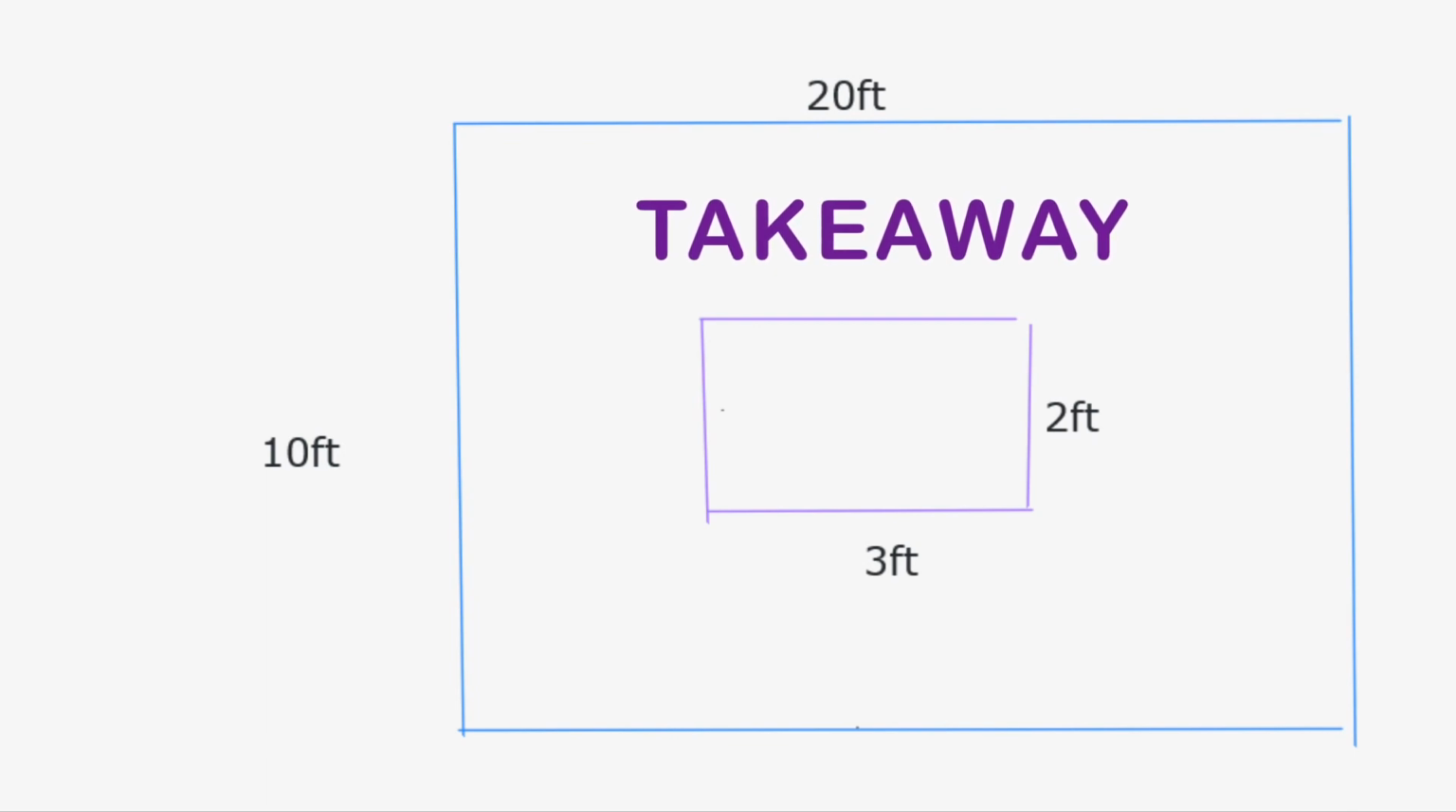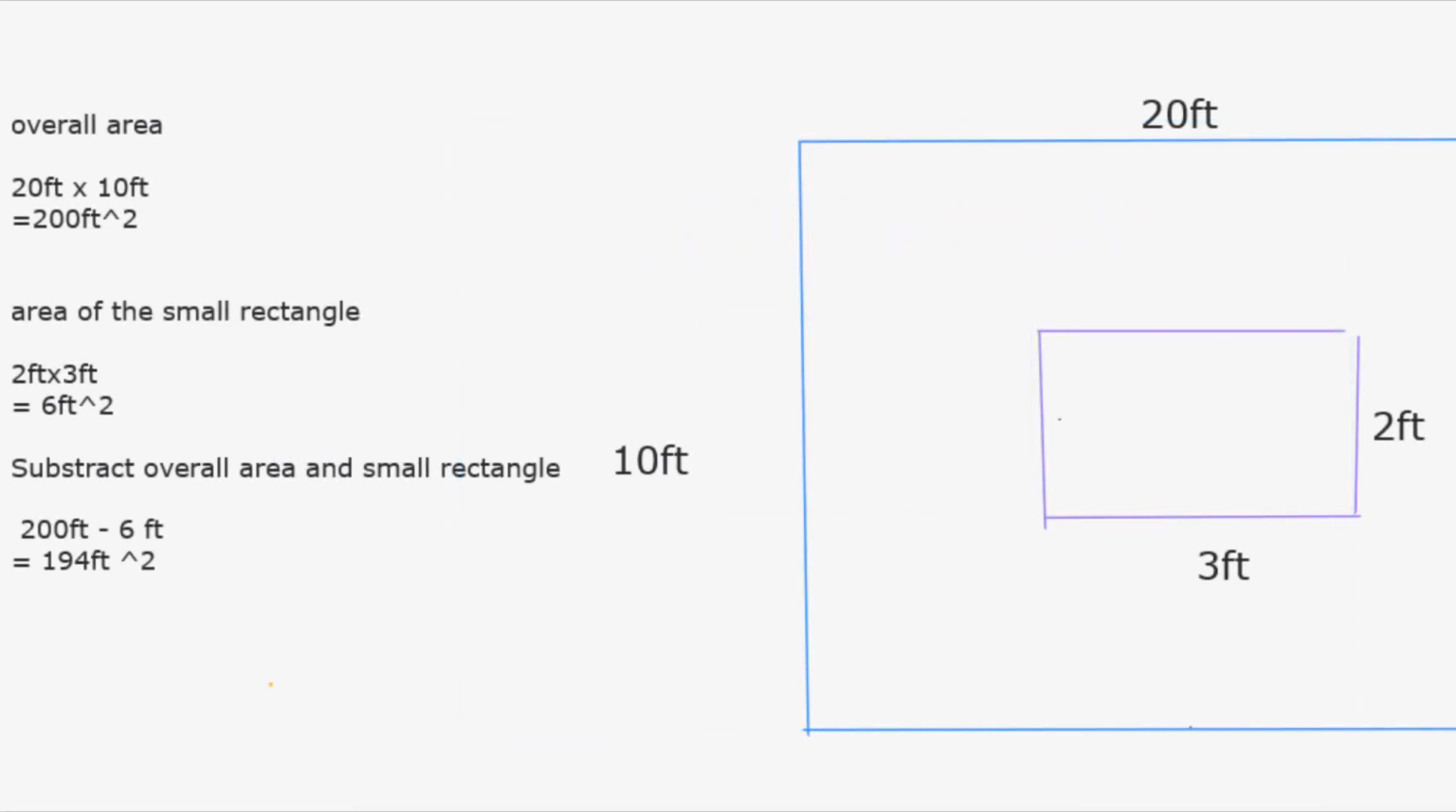We could also use subtraction in order to find the area. So in the takeaway method, an example would be that let's say we are trying to find the area of a rectangle without the rectangle in the middle. In order to do that, we find the area of the big rectangle and the area of the small rectangle, and then we subtract them. In this case, we subtract the area of the small rectangle from the big rectangle, which is 200 feet, and it will give us 194 feet square.